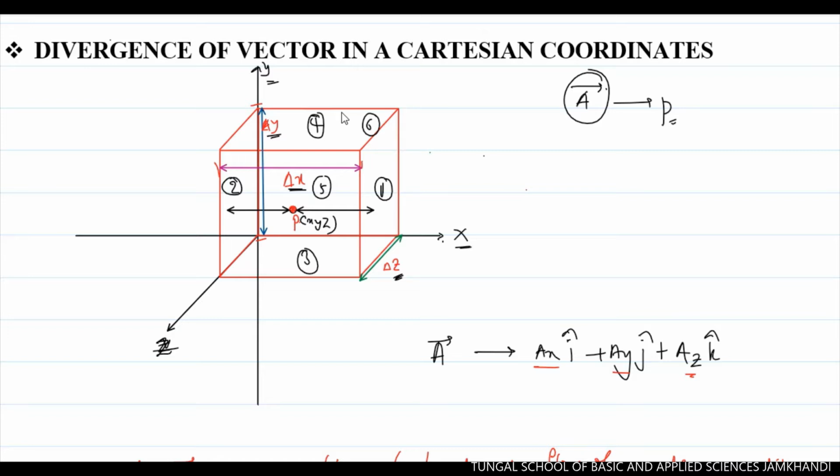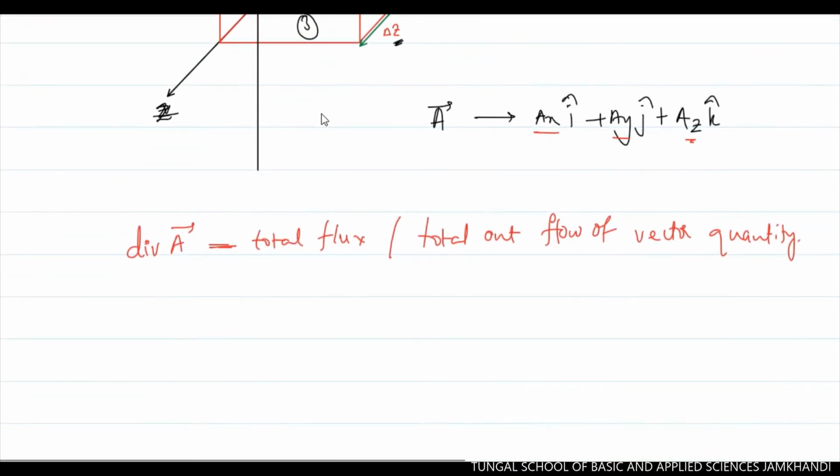This means the total divergence of this vector A is the total outward flow, or outward flux, coming out of the 6 faces of the parallel pipe. So we need to consider that area. Flux is nothing but that physical quantity or vector quantity which is coming out of that fixed area.